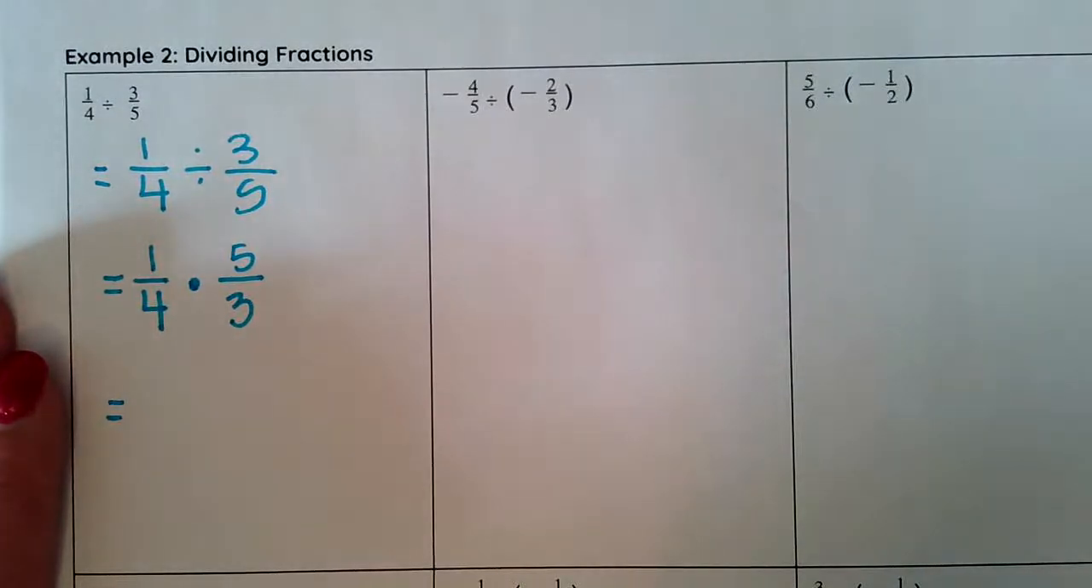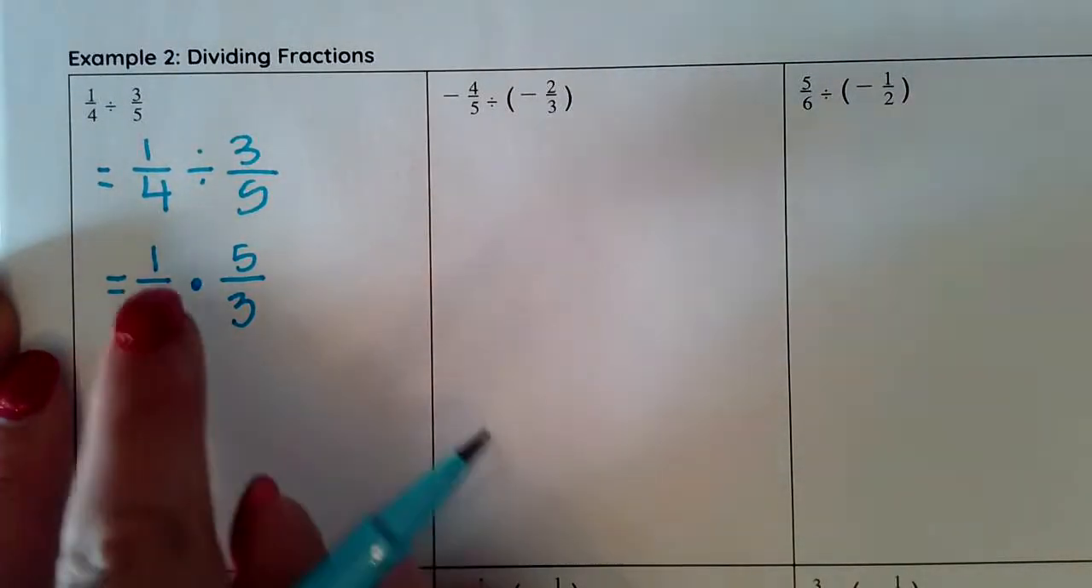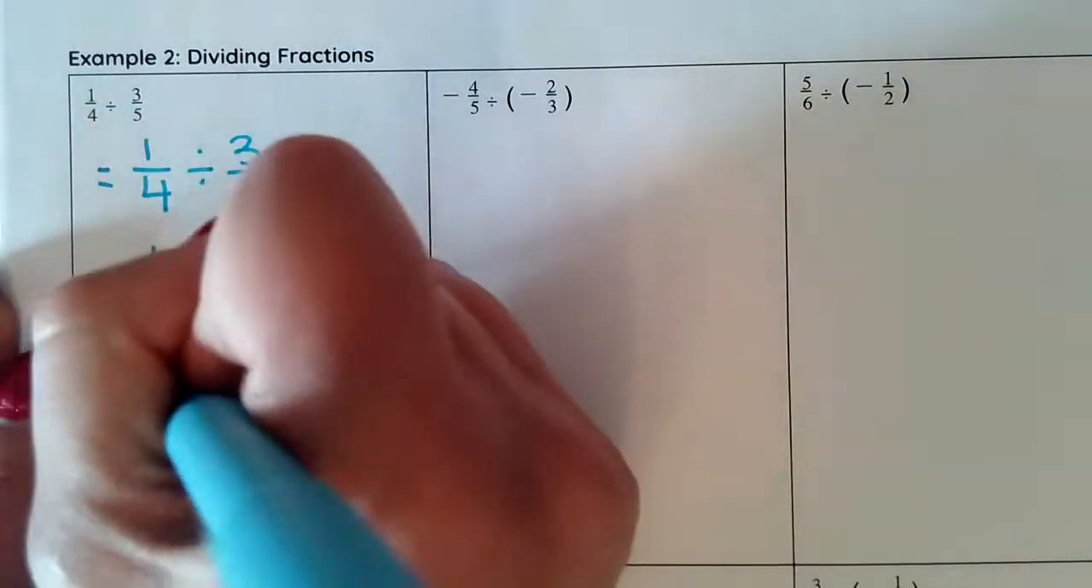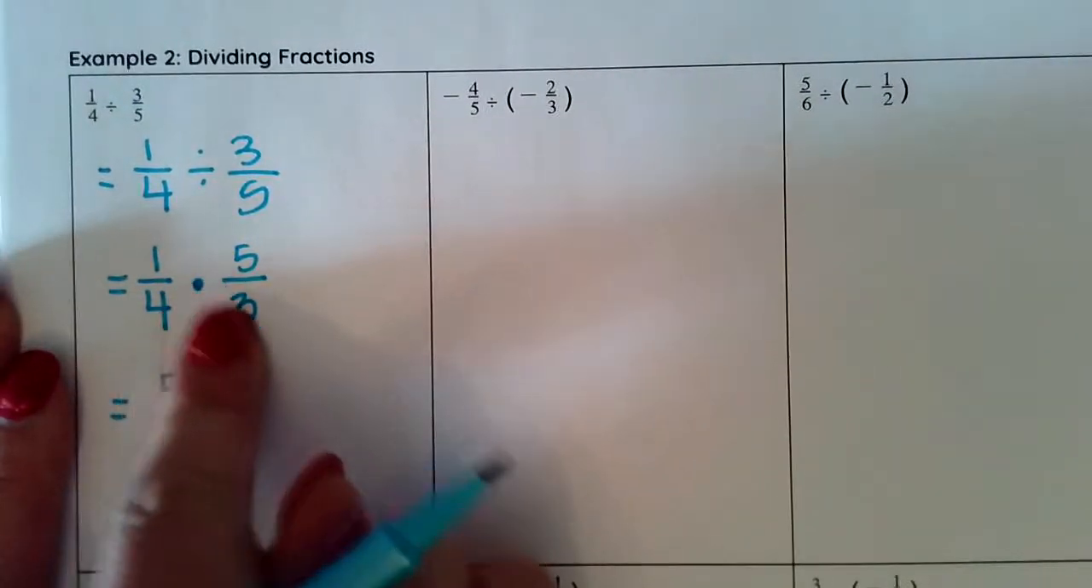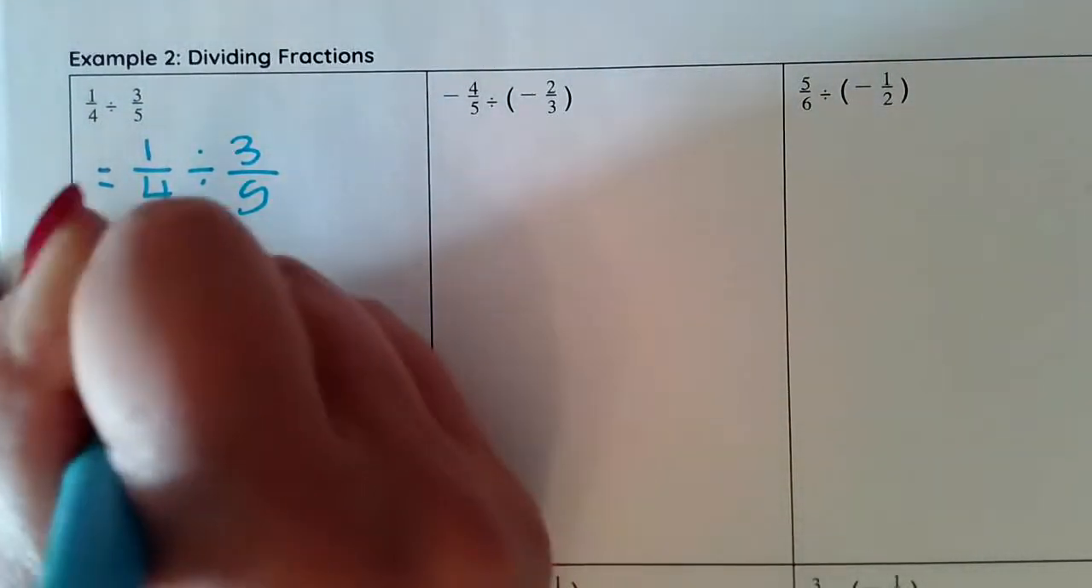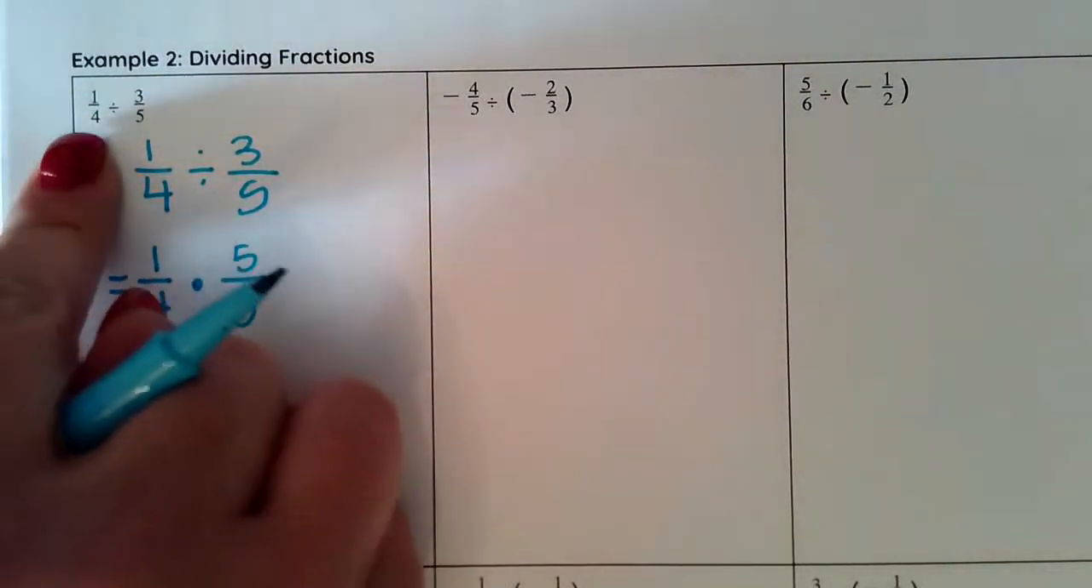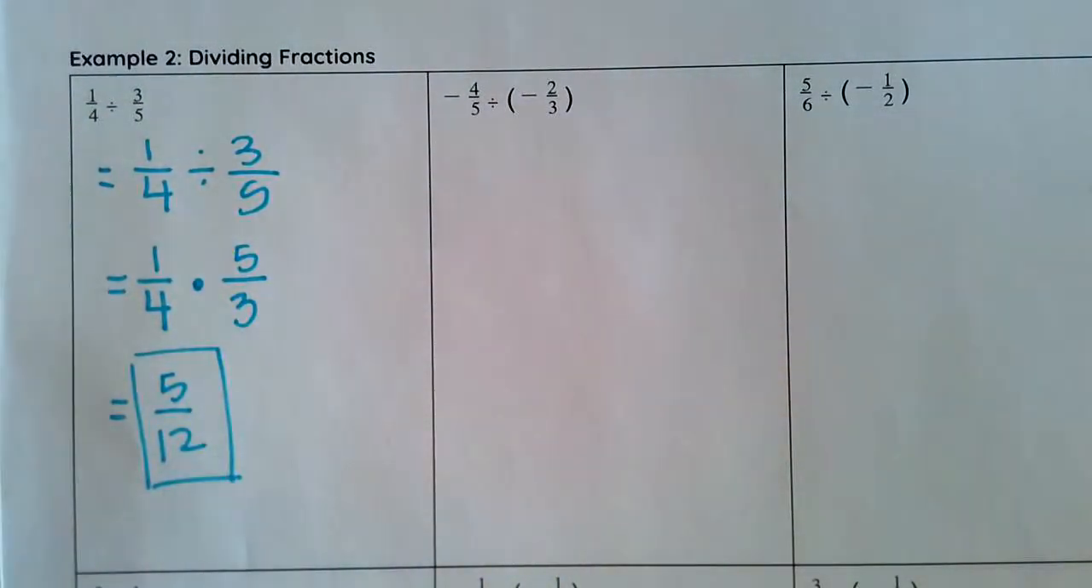From here, I multiply across just like I multiply fractions regularly. 1 times 5 is 5, and 4 times 3 is 12. So 1/4 divided by 3/5 is going to get me a 5/12 total. All right, let's try that with two negative fractions.